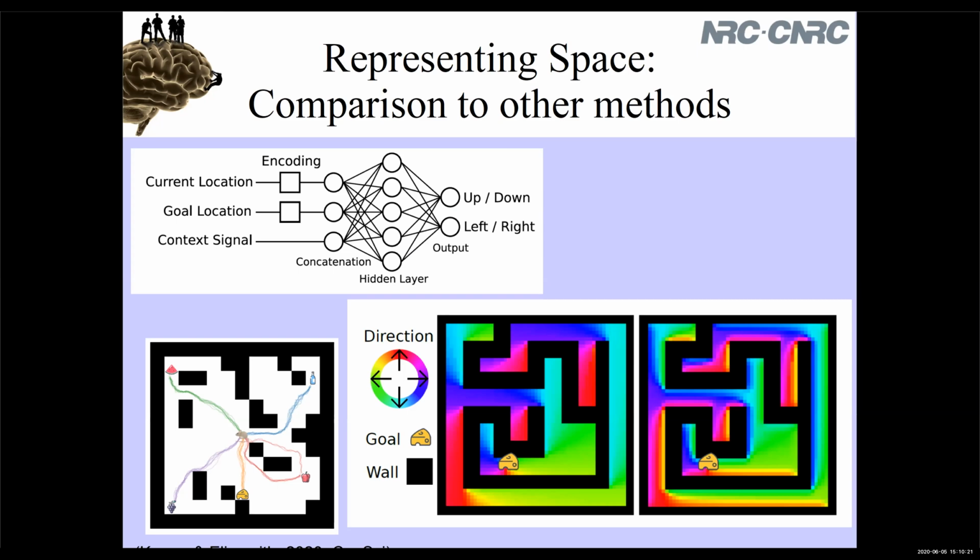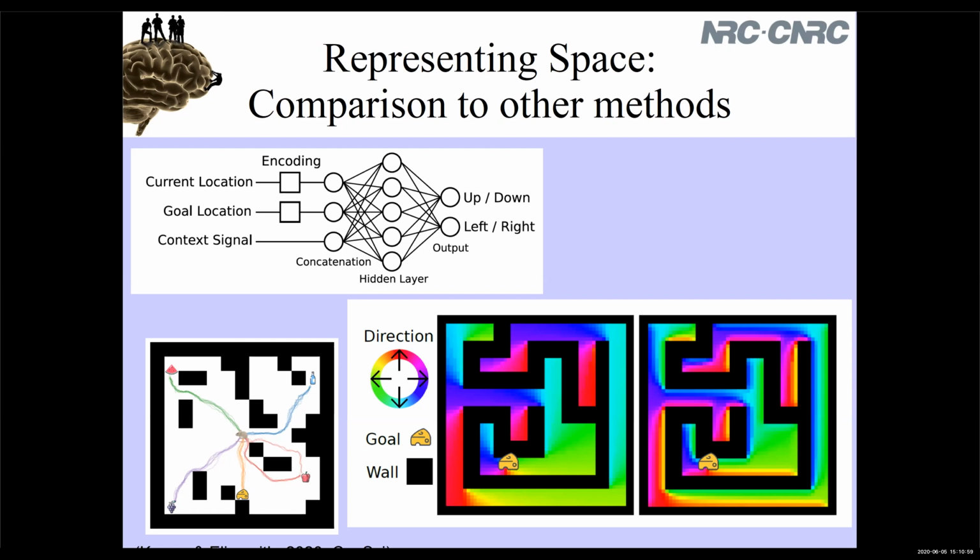So the task here is navigating a maze where I'm just going to take a neural network. I'm going to feed into the neural network what your current location is, what your goal location is, and the context signal that tells you what maze you're in. We're not talking about how you learn the maze. This is more about: once you have learned the maze, given your current location, given the goal, and given what maze you're in, can you decide whether to go up, down, left, or right?